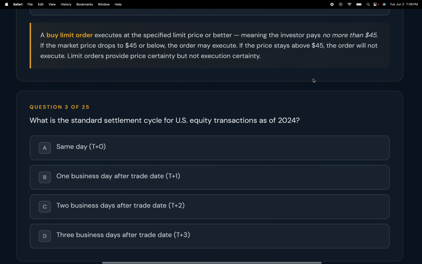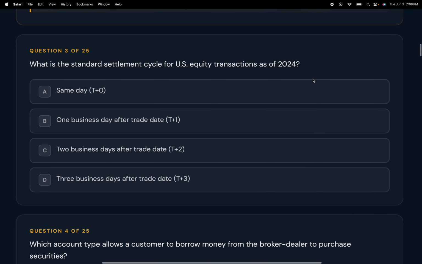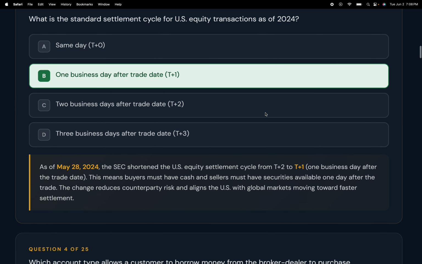What is the standard settlement cycle for U.S. equity? So we're going to put settlement cycle, T1. Settlement cycle, T1. All right? And getting that down. So it says here, U.S. equity settlement cycle from T2 to T1.